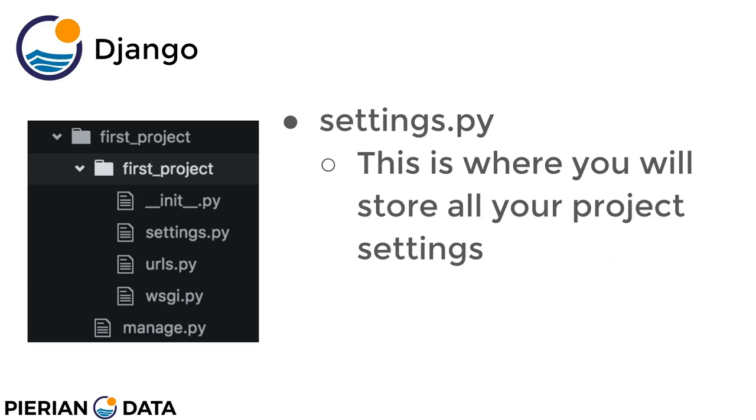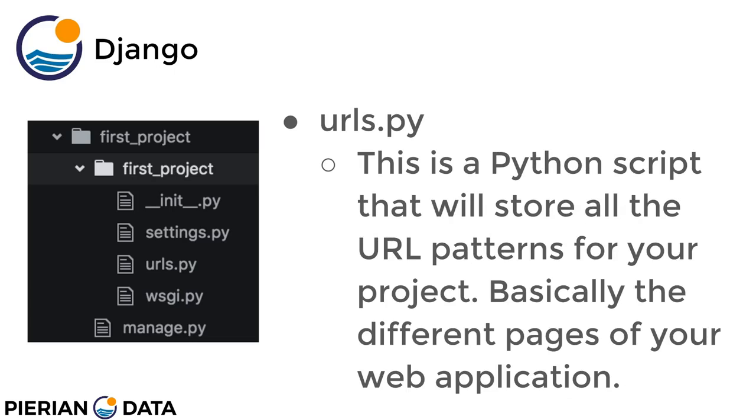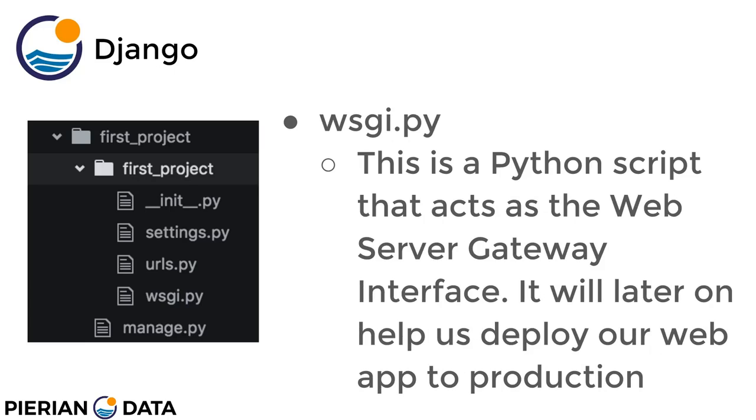Then we have the settings.py file, and this is where we're actually going to be storing all of our project settings. Then we have the urls.py file, and this is essentially a Python script that's going to store all the URL patterns for your project. And that's basically going to relate to the different pages of your web application and how they should connect to the end user. Now keep in mind, this particular file is really going to make a lot of use of regular expressions. So before tackling this urls.py file in future lectures, make sure you review the regular expressions lecture from the Python section of this course. Then we have that wsgi.py file, and that's a Python script that acts as the web server gateway interface.